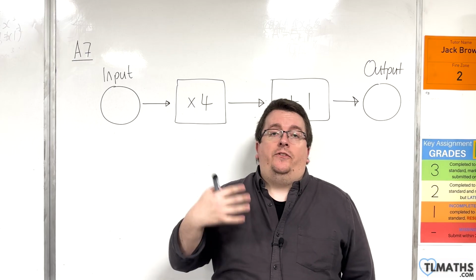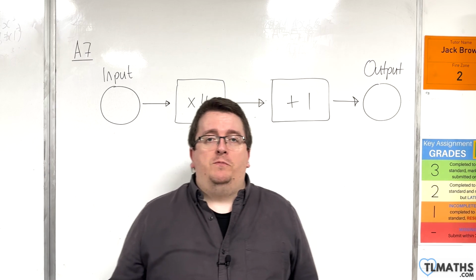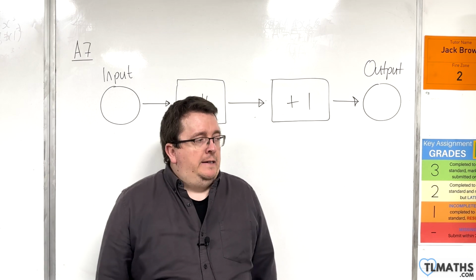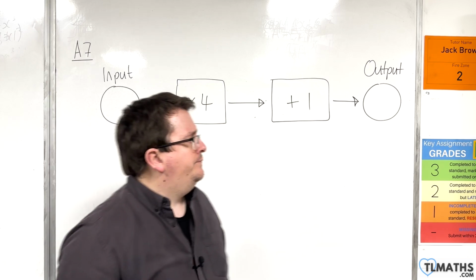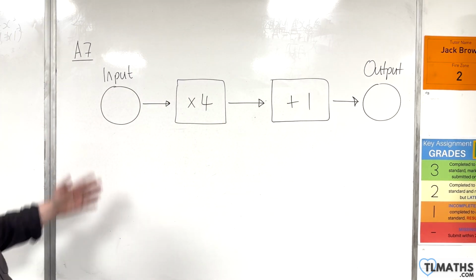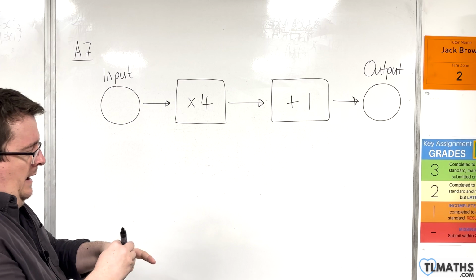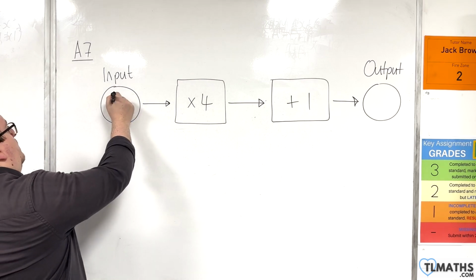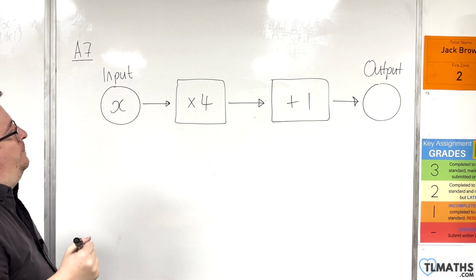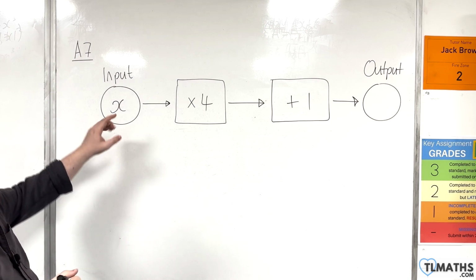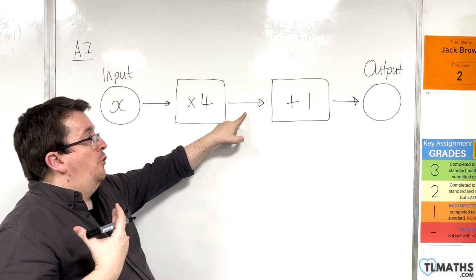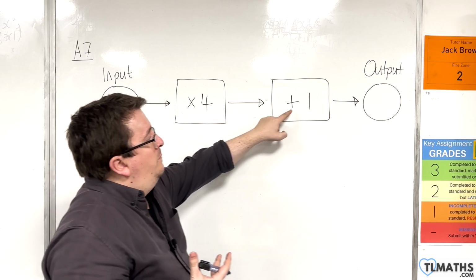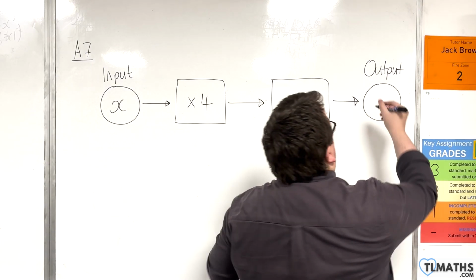So once we get tired of drawing function machines, which is a shame of course, we move on to function notation. So here is a function machine, and if my input is x, then the output, well, once I've gone through the first function machine, I'm multiplying by 4, so I get 4x, and then I'm going to add 1, so I get 4x plus 1.